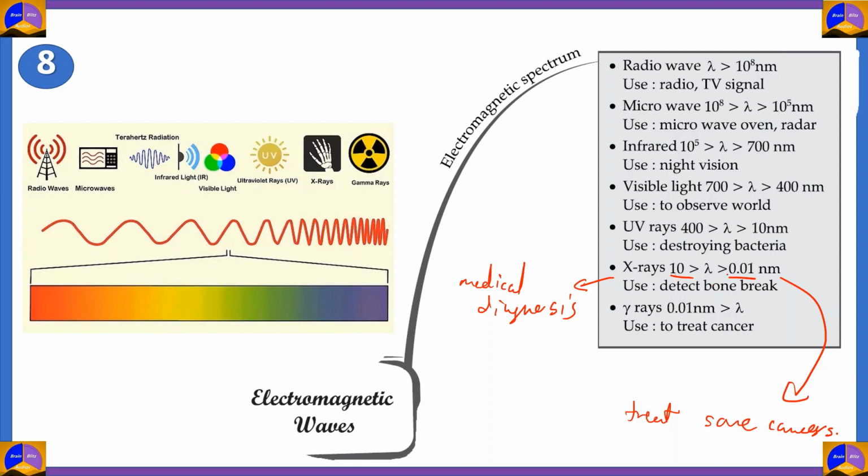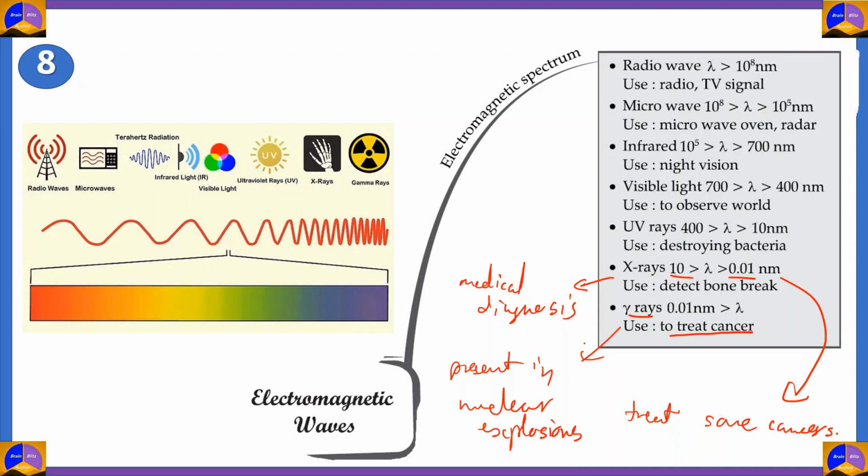And from X-rays, we move on to the most powerful radiation of the electromagnetic spectrum, gamma rays. Now, these gamma rays have a wavelength less than 0.01 nanometers, and therefore they have the highest energy. They're primarily used to treat cancer in chemotherapy, and these are also present in nuclear explosions.